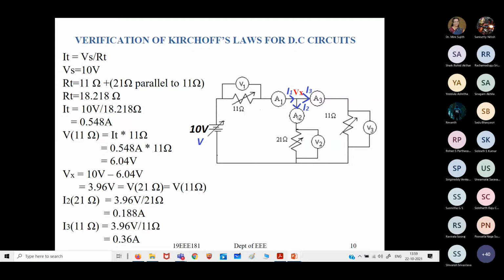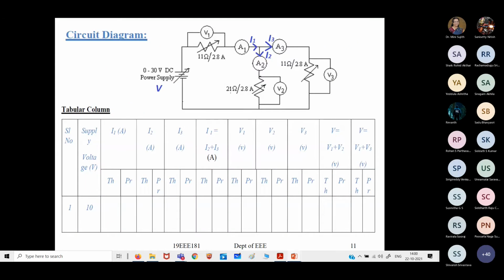So Vx by 21 is the current which is flowing through 21 ohms and Vx by 11 is the current that is flowing in 11 ohms. You can find out in that way. That is I2 and I3. So you'll get around 0.188 or maybe 0.2, 0.36 or maybe 0.3435 like that. So check these values, calculate theoretically, then we can connect it within the Tinkercad and check.